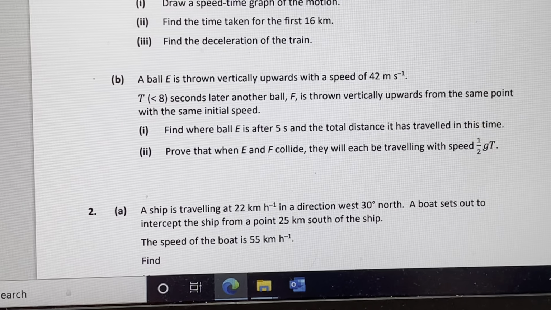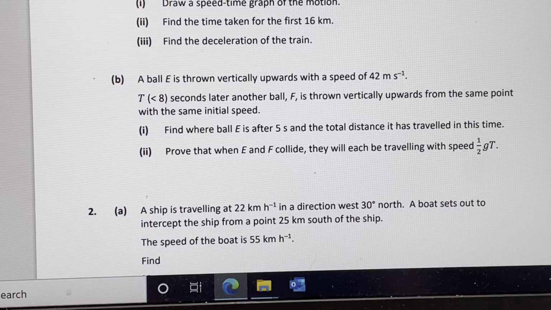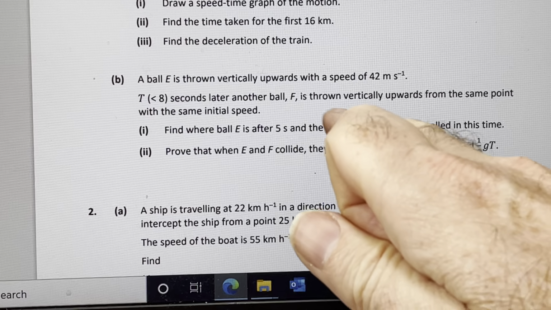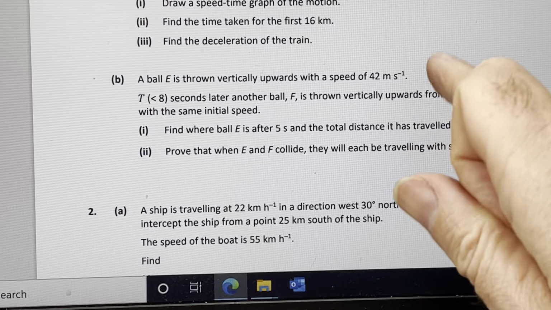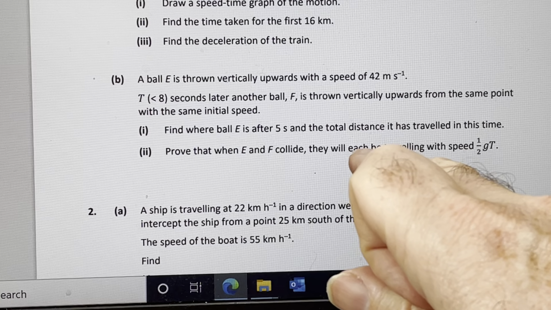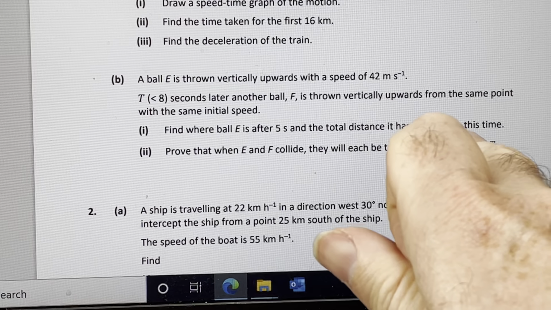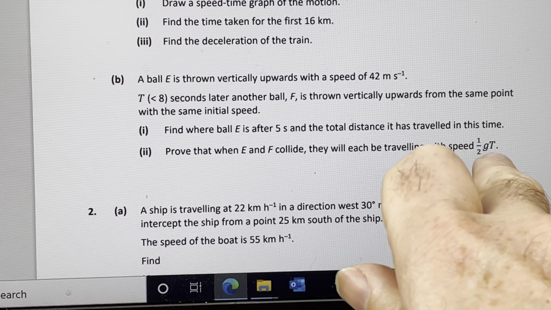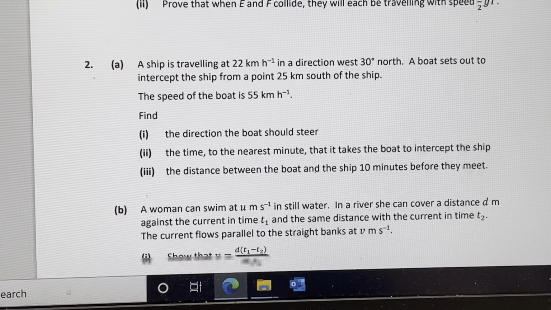This one, again, is quite a traditional one. A ball thrown up and another ball thrown up later. So basically this one will have the equations with t minus 8 in it. From the same point, same initial speed, so you take the same u for both of them. Find where the ball is after 5 seconds, the first one, and the total distance it's travelled, so that's fairly okay. Prove that when E and F collide, they'll both be travelling with a speed of half gt. That's an interesting one, but it looks reasonably okay.